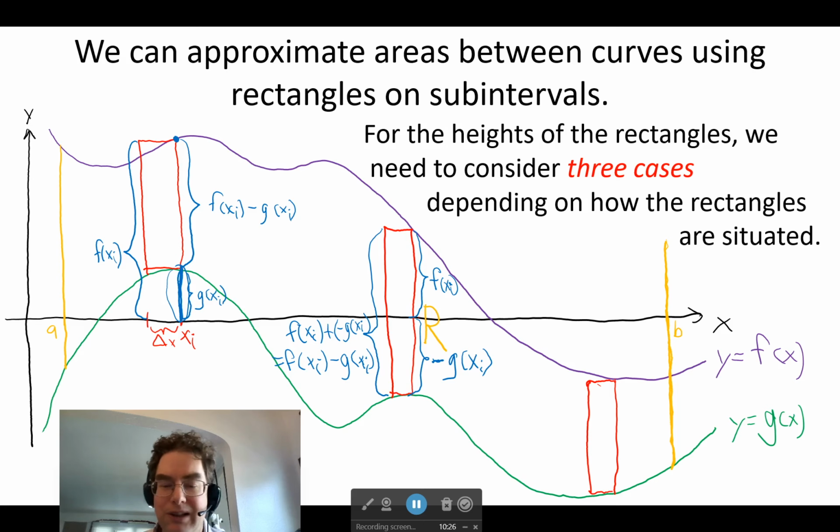Okay, well, I wonder what is going to happen in the third scenario when both curves are below the x-axis, so the values of both functions are negative. Let's take a look. Okay, so here we again would like to get the height of our rectangle, which is going to be that length right there.